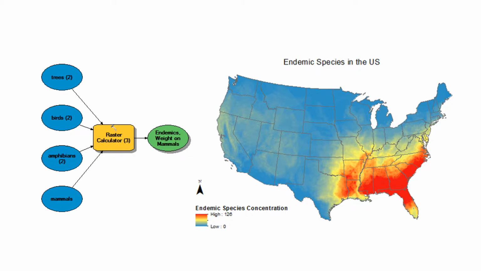To start answering this question, I first combined the data layers from the Jenkins et al. article into one map. To do this, I built a model shown on the left. The blue ovals represent each data layer, and adding them together results in a new data layer, the green oval, which is then shown on the map in the right. This map represents the concentration of all of the endemic species in the US.